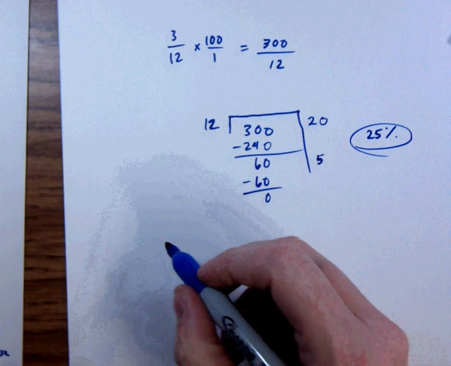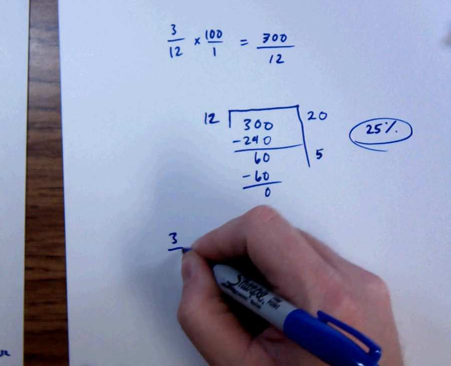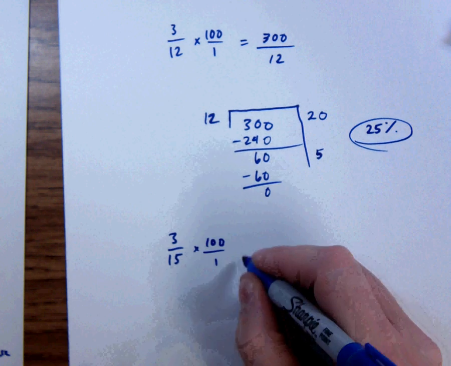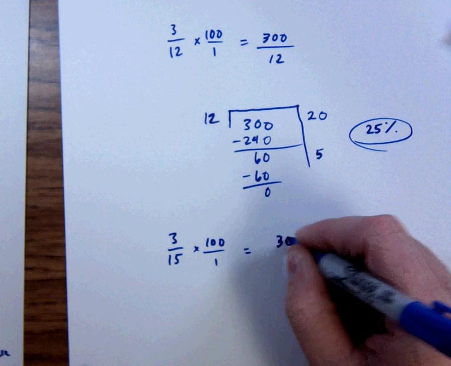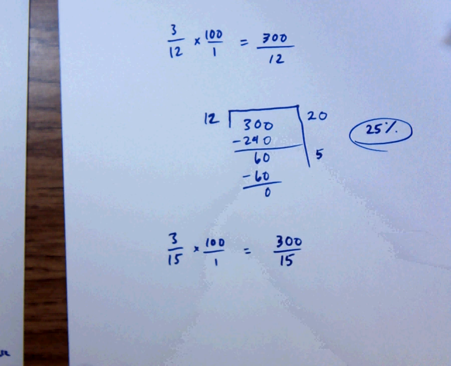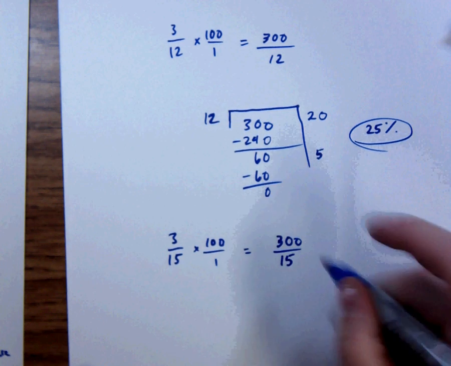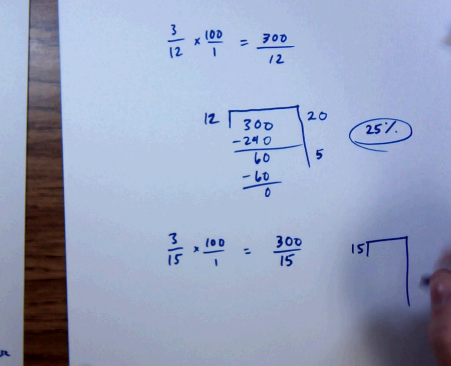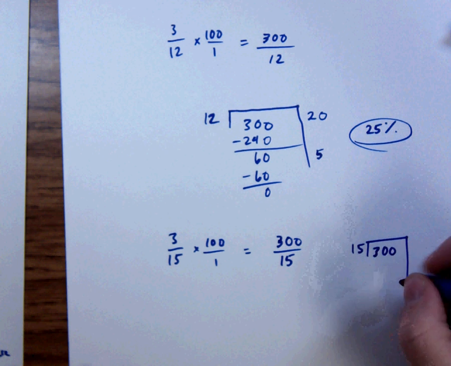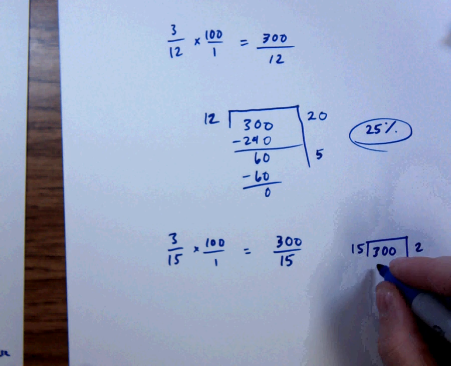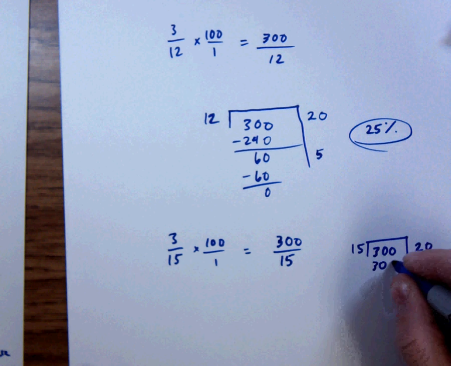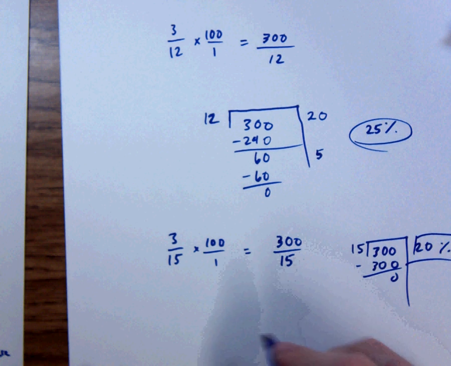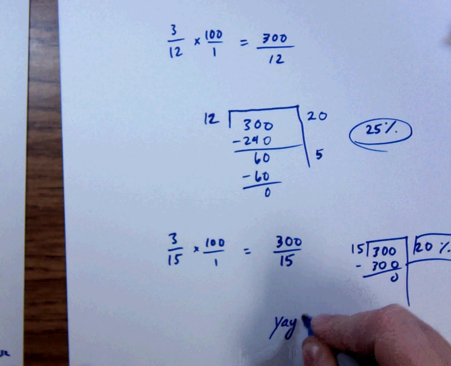Okay, same thing can be done with the 1/5. We have 3 over 15 times 100 over 1. Well, that's equal to 300 divided by 15, which is a little simpler because we know 15 goes into 30, but let's pretend like we're not that smart. So 15 into 300. 15 goes into 30 twice. That's 30, and an extra 0. Oh, that was one step. 20%. Yeah.